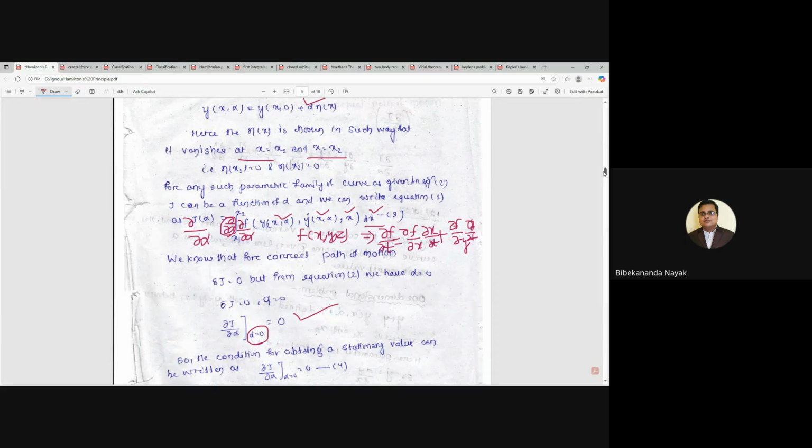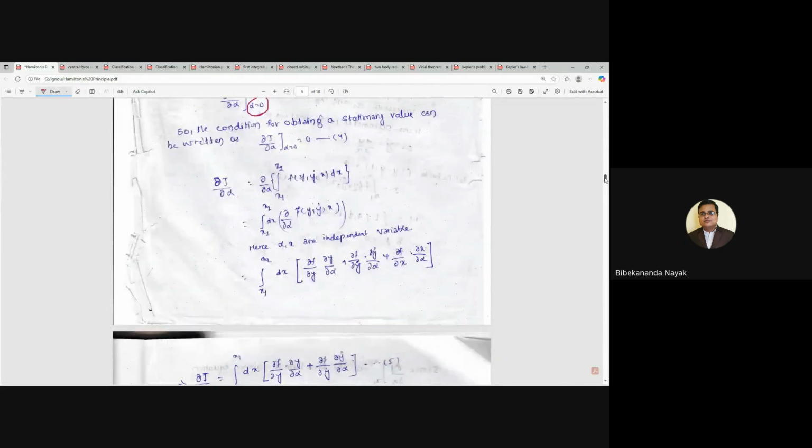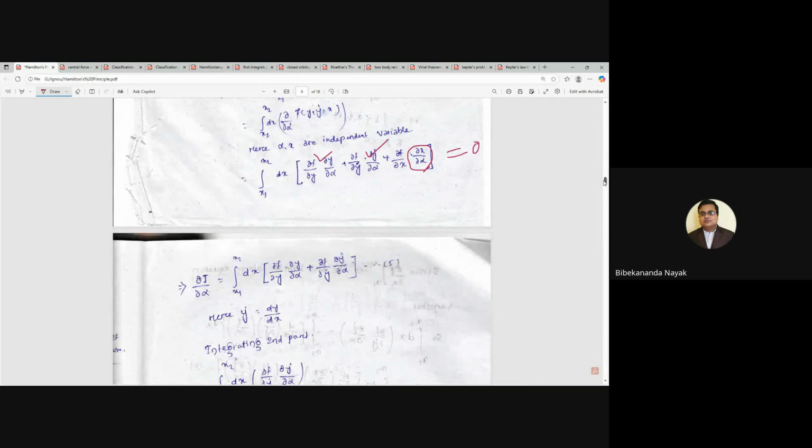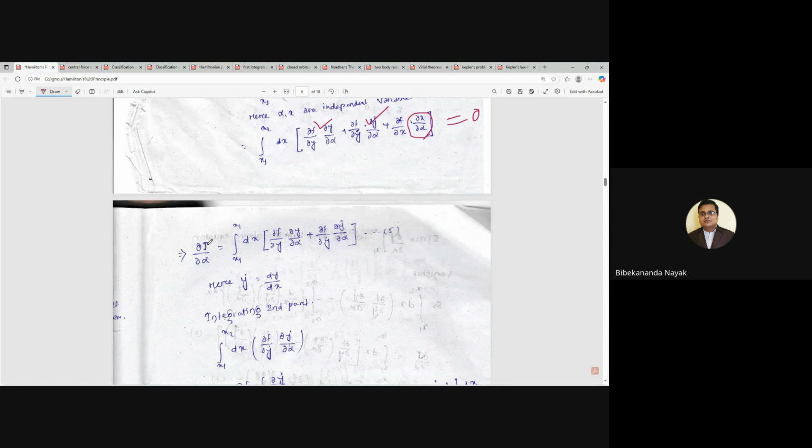So I can write like this. f is a function, and its derivative is del f by del y times del y by del alpha, plus del f by del y dot times del y dot by del alpha, plus del f by del x times del x by del alpha. But x and alpha are independent parameters, so its partial derivative is 0. With that, we get this equation for dJ by d alpha, where y dot is equal to dy by dx.